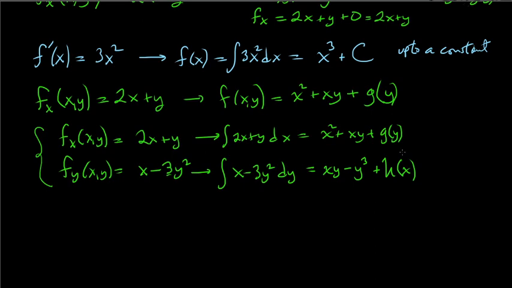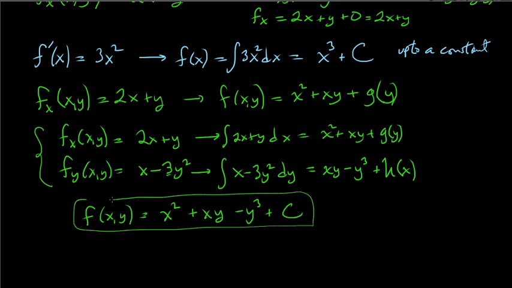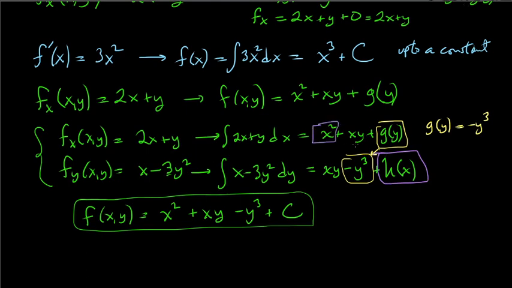So, yeah, I think if we put these together now, we can come up with a function of just x and y. Right? We have the x squared, we have the x times y, and then we have minus y cubed. Right? Plus any constant. The g of y would have to match with this negative y cubed. So now we know what g of y is. It's just negative y cubed. Likewise, we know what h of x is. h of x has to be just this function of x, right? It has to be x squared.